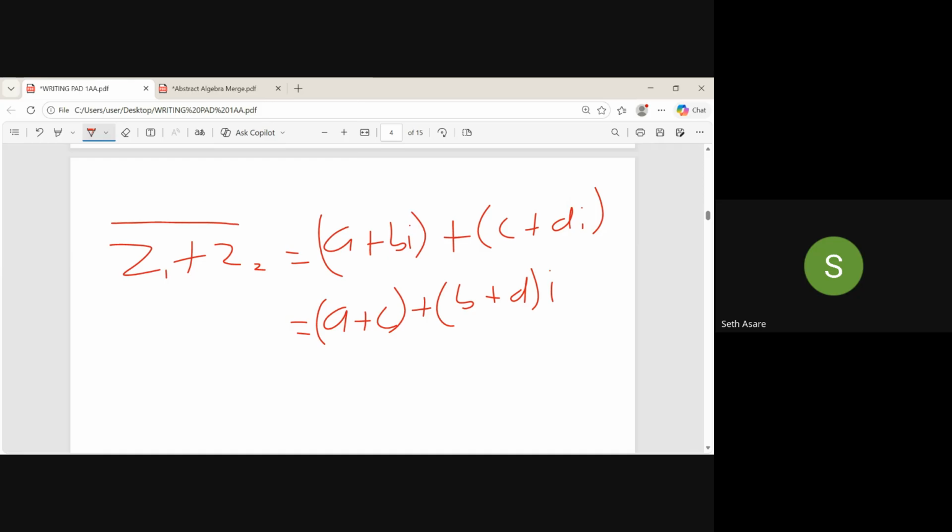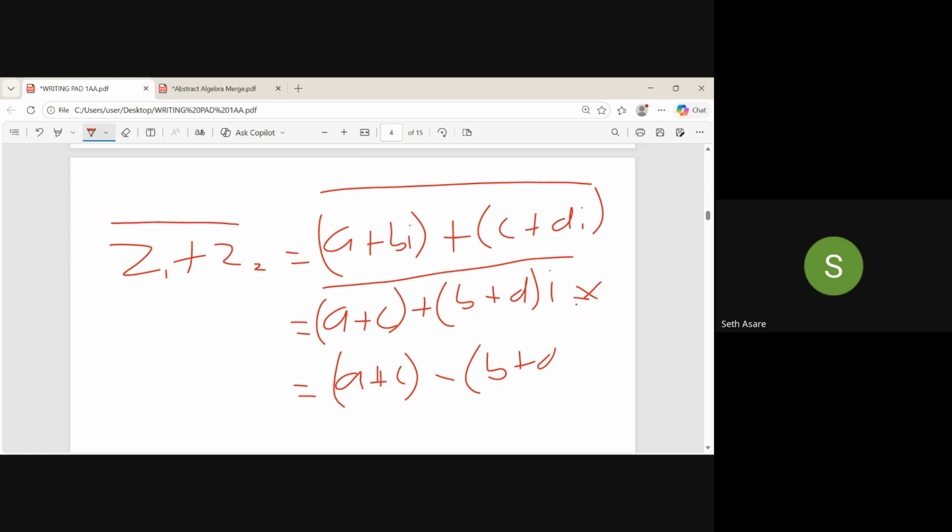They brought this one here. So they needed the conjugate of the sum. So let's put it here. This is the addition. Then they need the conjugate of this one. So what do you think the conjugate will be? The conjugate is going to be A plus C, then minus B plus D. This is the conjugate of this.